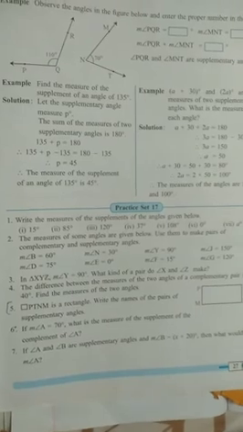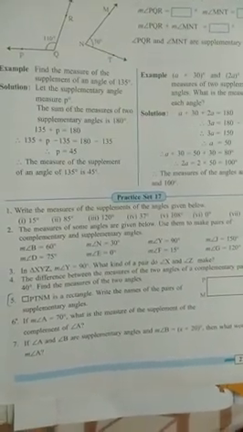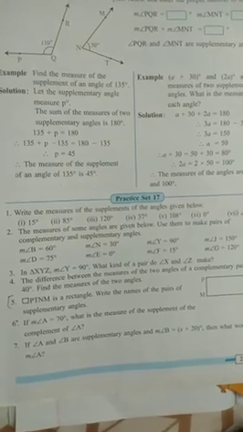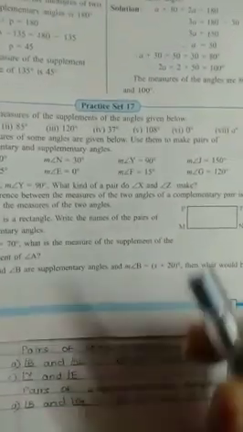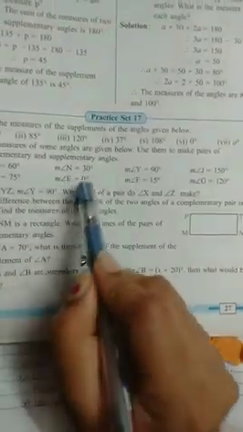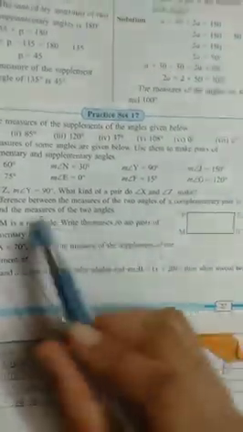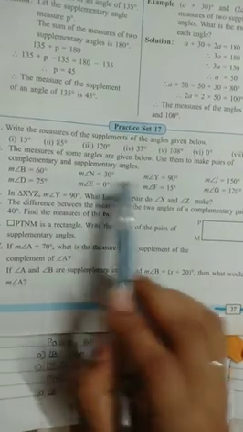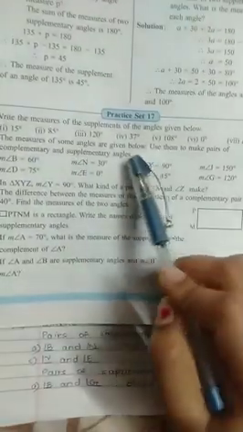Moving ahead to question number 2. Question number 2 says the measures of some angles are given below. Use them to make pairs of complementary and supplementary angles. Again, complementary means 90 and supplementary means 180. We are given 8 values, that is 8 angle measurements. We are supposed to add any 2 angles to form a complementary pair and to form a supplementary pair.